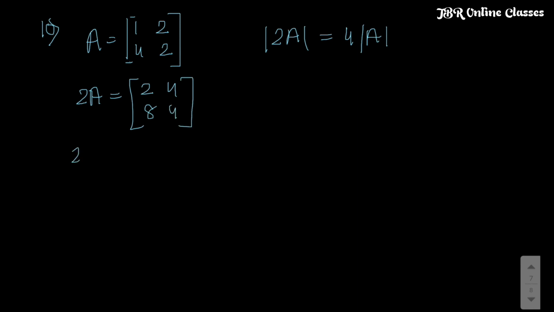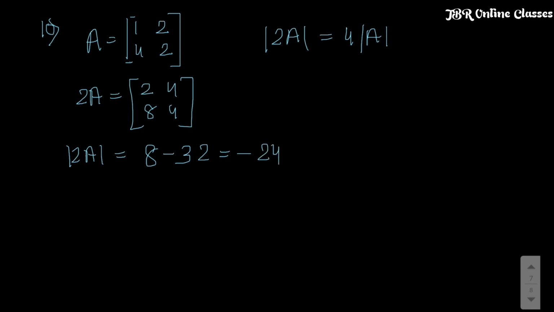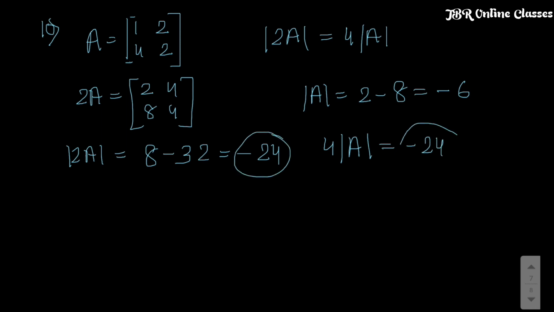Now the determinant of 2A: the value will be 4 times 2 is 8, minus 8 times 4 is 32, so that equals minus 24. Now the determinant of A equals 2 minus 4 times 2 is 8, so it will be minus 6, and 4 times the determinant of A means minus 6 into 4, so it will also be minus 24. So it's proved. In both cases minus 24 is the answer.